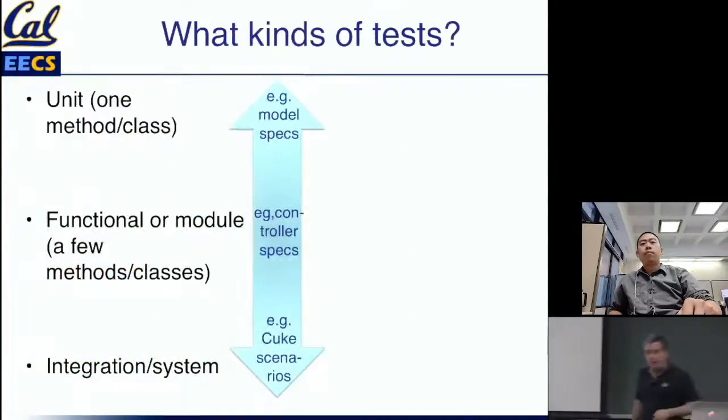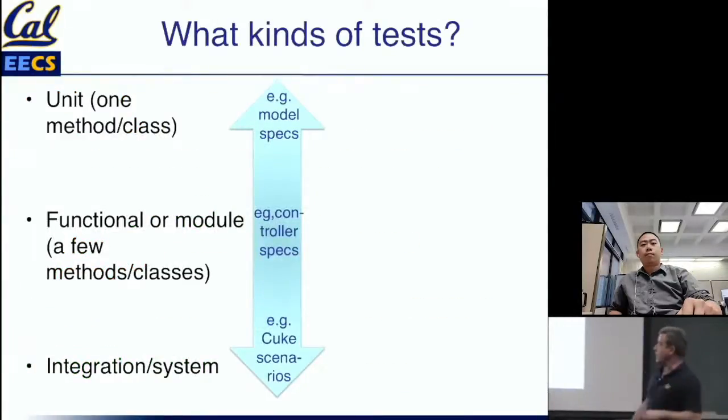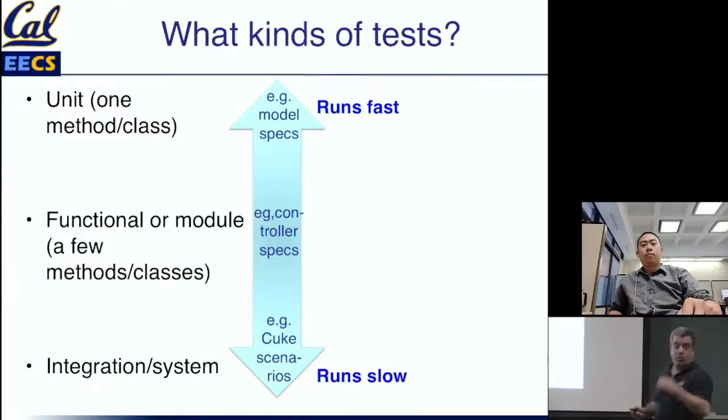We've talked a little bit about the kinds of tests, but now we can put them on the spectrum. We've seen things that are more like unit tests, where you're focusing on a particular method, functional or module tests, where you touch a few methods or classes, and integration or system level tests. Unit tests tend to run really fast because they don't have to do a lot of setup. Integration tests like Cucumber tend to run slower.